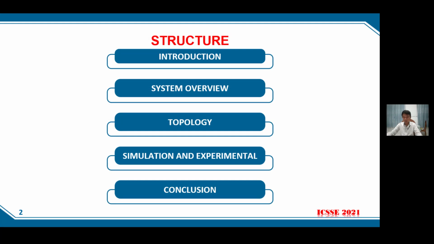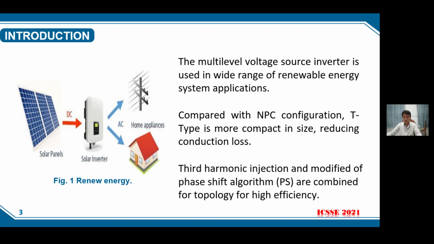Overall, the presentation structure consists of 5 sections: introduction, system overview, topology, simulation, and experimental conclusion. At first, I will present the introduction. Nowadays, the multi-level voltage source inverter has a wide range of applications such as photovoltaic systems, wind power, fuel cells, or hybrid electric vehicles. The T-type inverter is considered one of the promising topologies compared to the other inverter families.